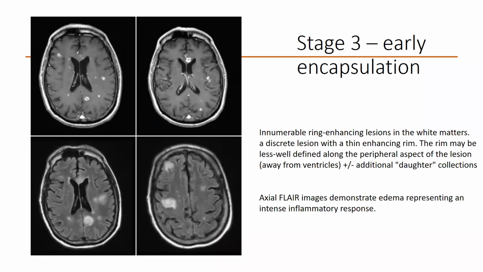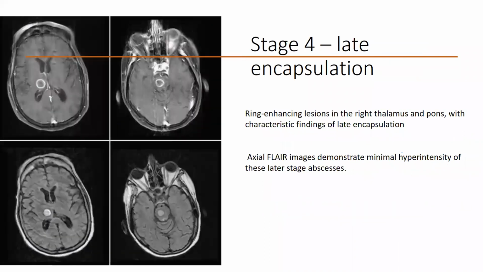Here you have multiple lesions and there are additional daughter collections, and there is significant edema around the lesions. And this is the late encapsulation. So you can see the well-formed lesion. In the FLAIR image here, you can see that the edema is lesser around the lesion.